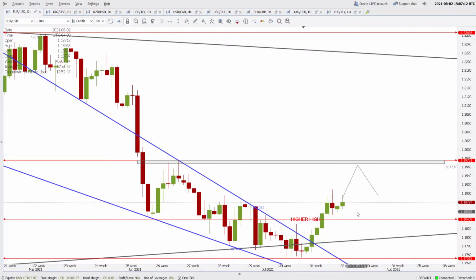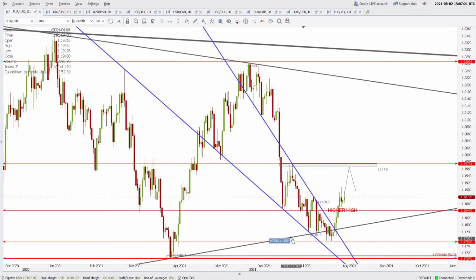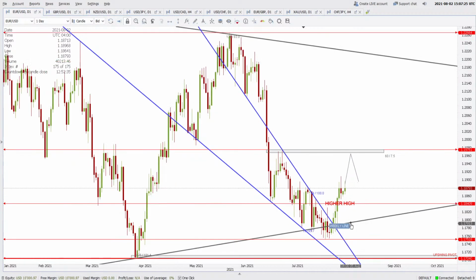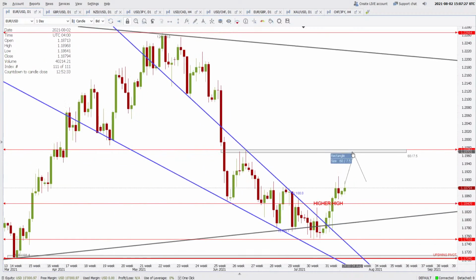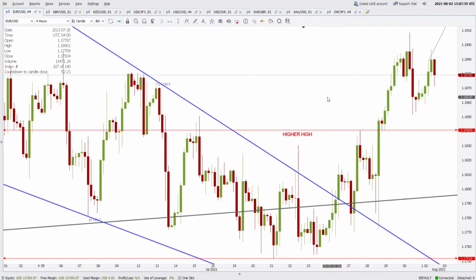But if for some reason the price starts falling, then 1.1840 is the first level of support, and this rising weekly line is a dynamic support for the price in the coming days. Okay, on the upside 1.1975 is the important level, and on the downside this rising weekly line is an important level to take care of. Let us see what is happening on 4-hour chart on euro dollar.